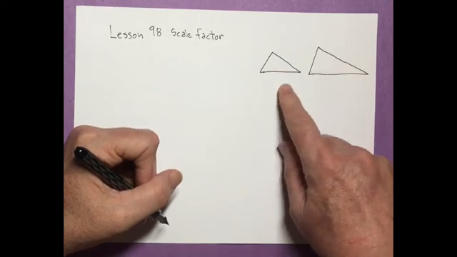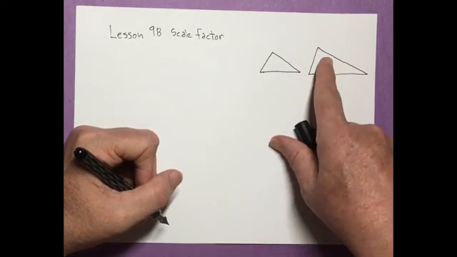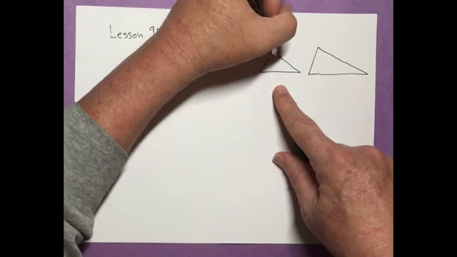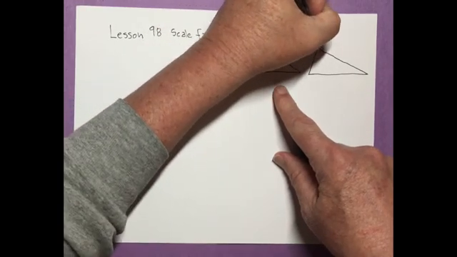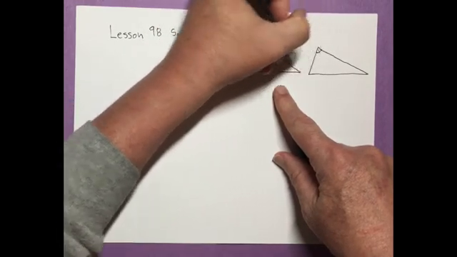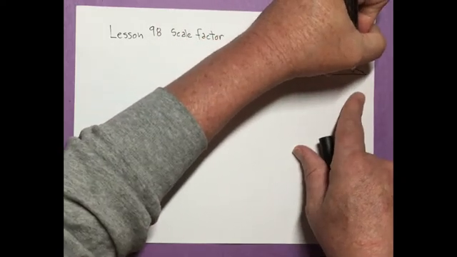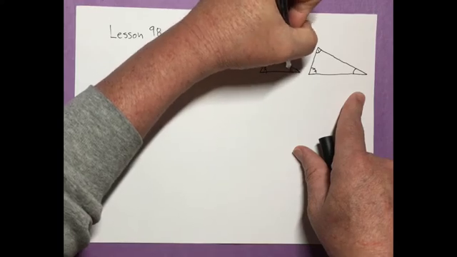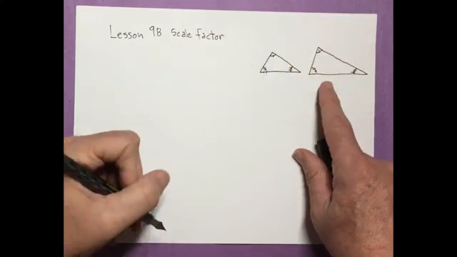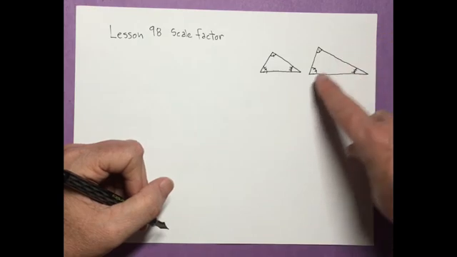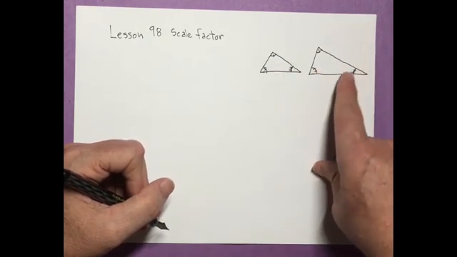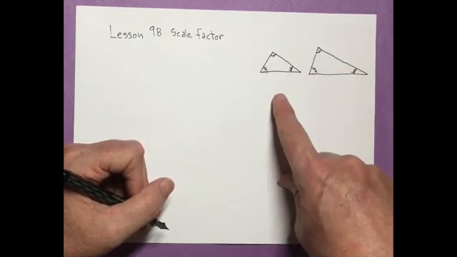Yeah. So they're similar, which means all their angle measures are identical. That one's identical to that one. That one's identical to that one. And that one's identical to that one. And since they're similar, that means there's some common ratio between the length of their sides.